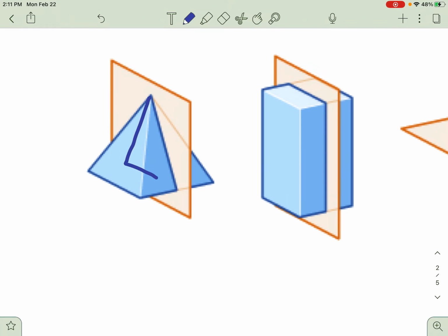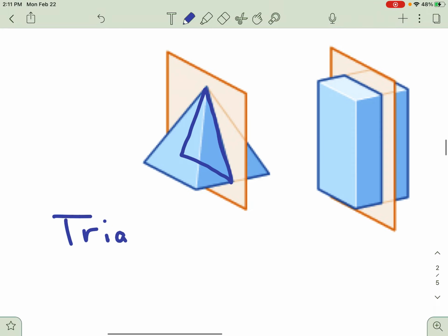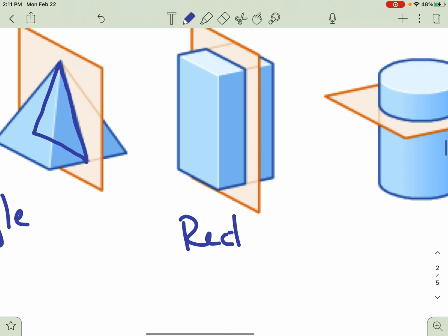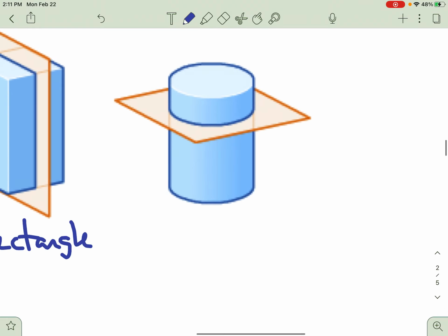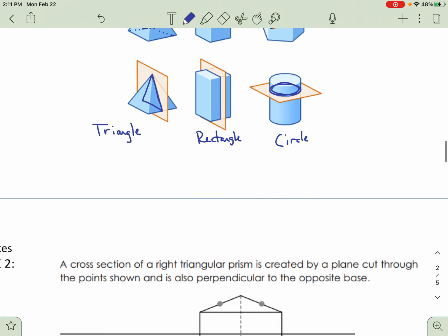Here, it cuts it out. You've got to think it's going to look something like that. So this would be a triangle for the cross section. This one's pretty simple. It would be a rectangle. And then this one, it cuts it out probably right there, so this would be a circle. Okay, so that's how you can think about cross sections.